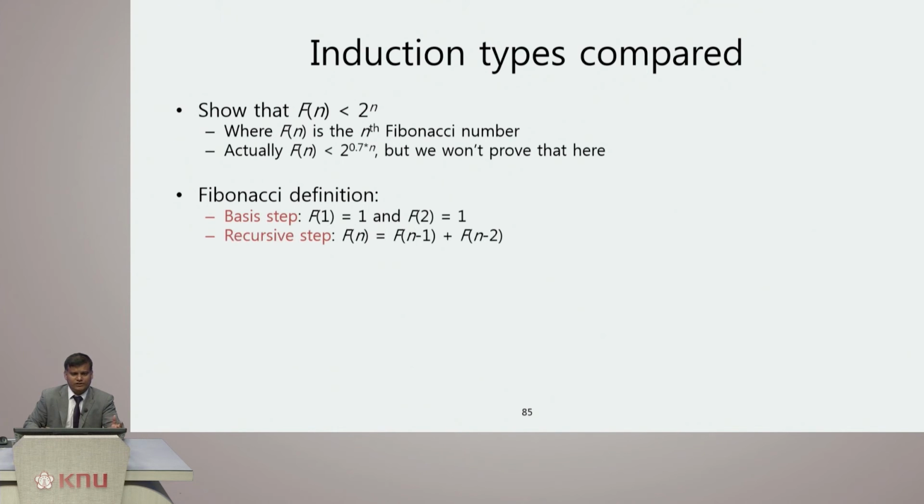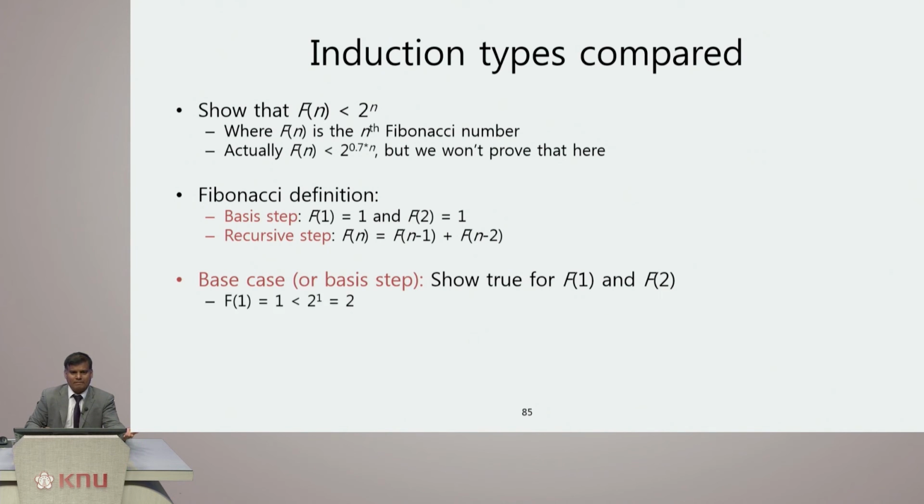By the definition of the Fibonacci numbers, the base cases are f of 1 and f of 2, both equal to 1, and the recursive step is f of n equals f of n minus 1 plus f of n minus 2. For the basis step, we first show it is true, which is very essential. f of 1 equals 1, less than 2 power 1, that is 2. f of 2 equals 1, less than 2 power 2, that is 4.